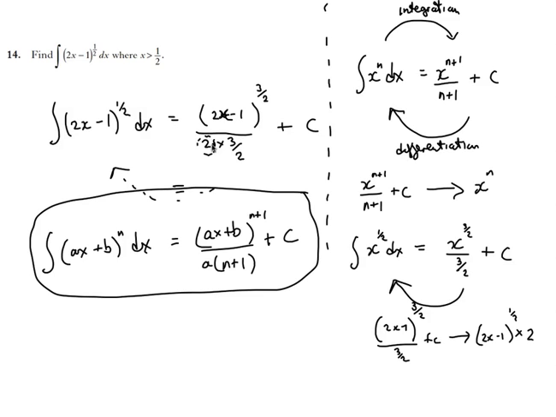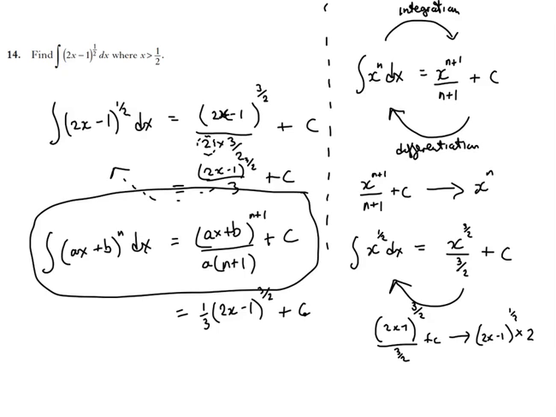I haven't tidied this up. The 2 times 3 over 2, the 2's cancelled just to leave me a 3, so I'll get 2x minus 1 to the 3 over 2 divided by 3. Now remember that dividing something by 3 is the same as a third. You divide something by 3, you're finding a third of it. So it's basically a third of 2x minus 1 to the power 3 over 2 plus your constant.